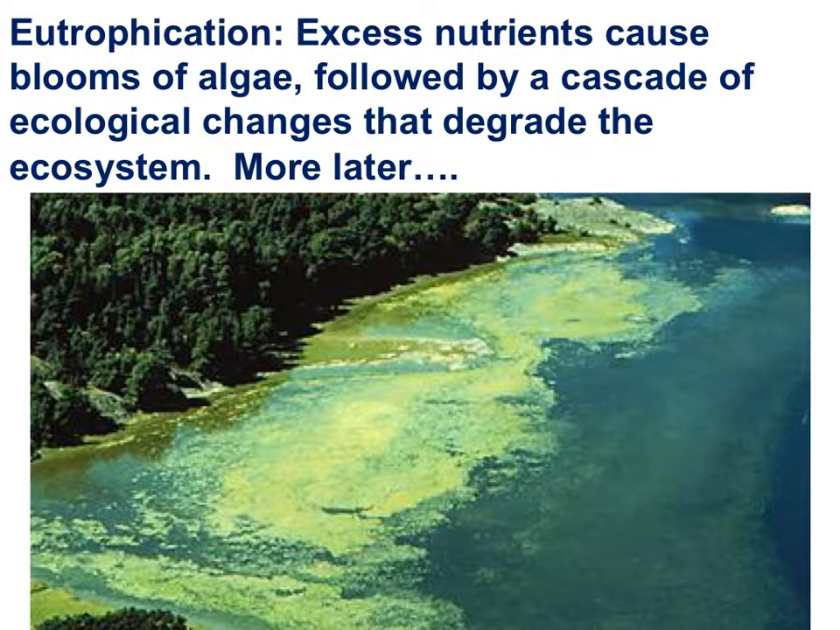Eutrophication is a problem of excess nutrients, typically from runoff, agricultural runoff that carries fertilizers, or it could be from sewage. The excess nutrient load causes blooms of algae, followed by a cascade of ecological changes that degrade the system. We've already studied eutrophication, and if you're not sure of this complicated pollution problem, you need to go back and review what we studied in Water and Aquatic Food Production, Part 12.